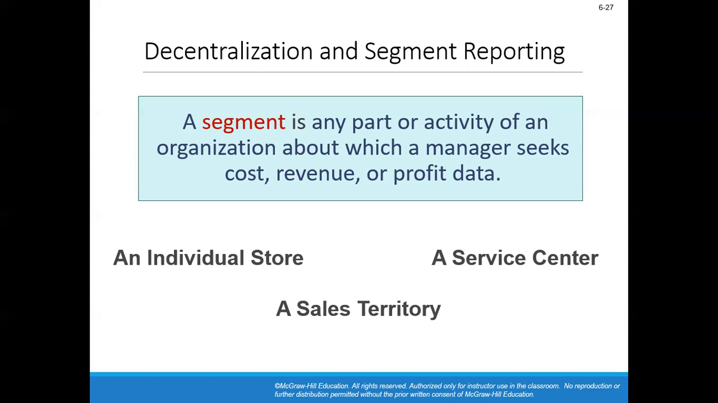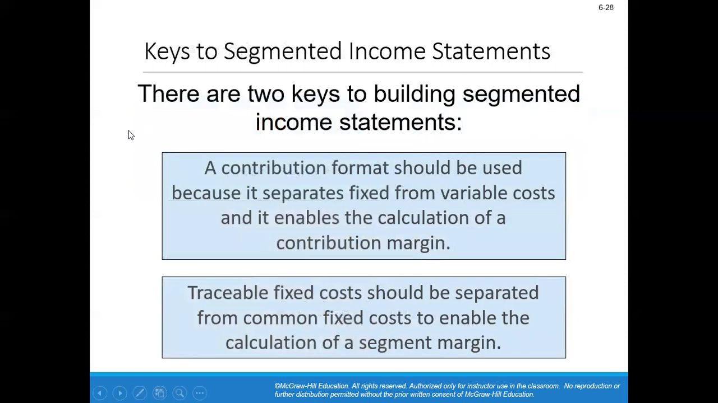So it can be an individual store, or a service center, a customer type, or a sales territory, whatever. To prepare the income statements individually for the segments, we need two keys. So what are those keys? You can recall that we talked about the contribution format income statement. We will be using it because it precisely differentiates between the fixed cost and the variable cost, and it will enable us to make a correct calculation of contribution margin.